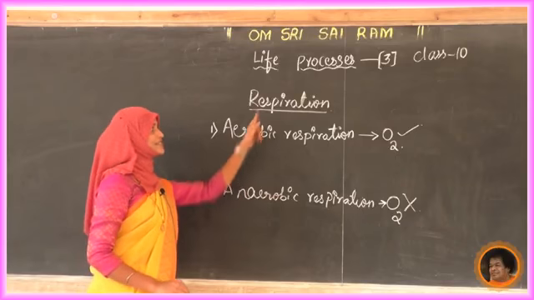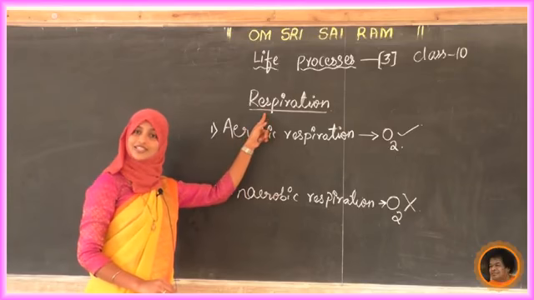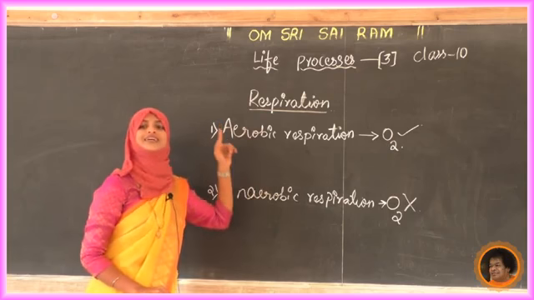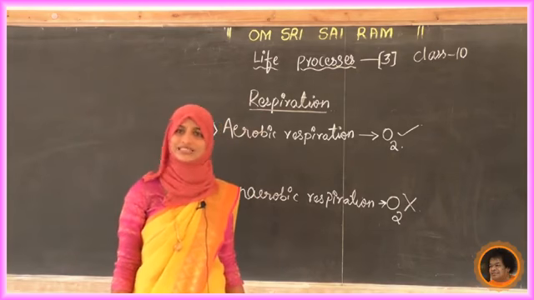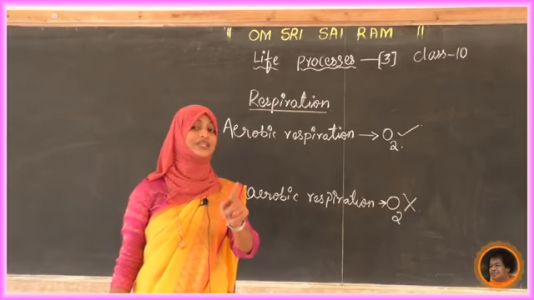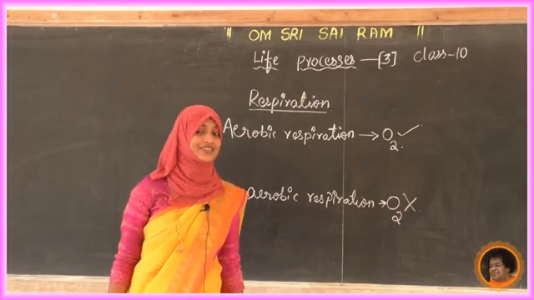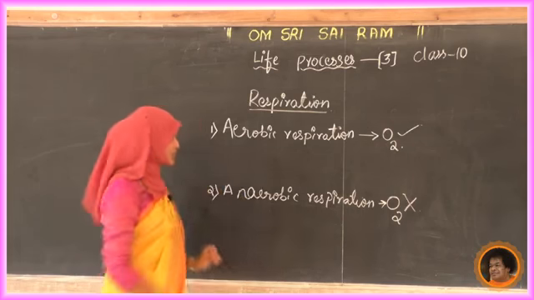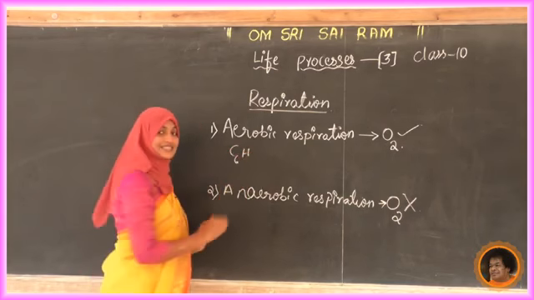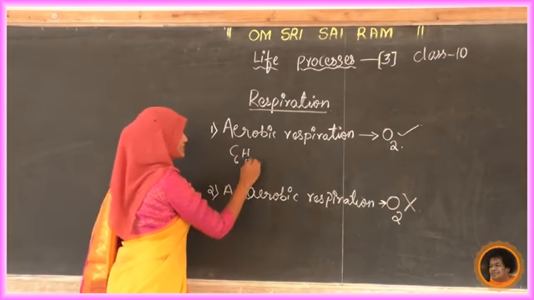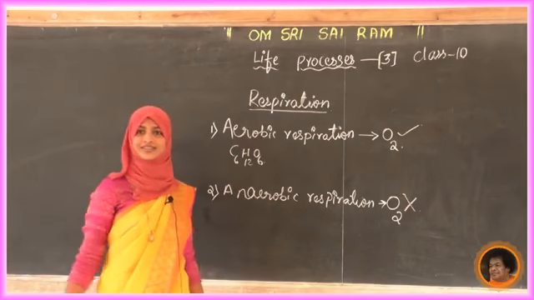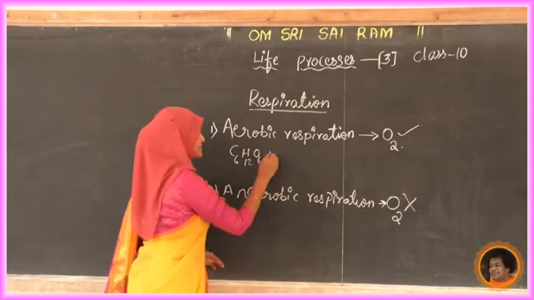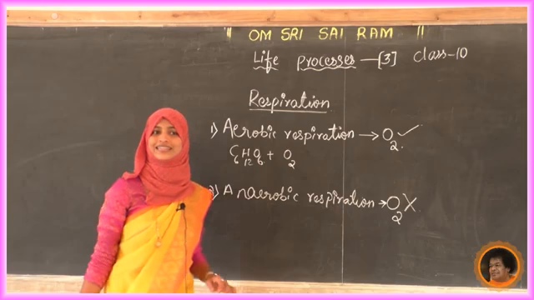Now we come to know that respiration is a chemical reaction, so we have to write the chemical equation here. We know which is the reactant. We studied in the definition, the reactant in respiration is glucose. What is the formula of glucose? C6H12O6. Now in the presence of oxygen, one more reactant is oxygen.